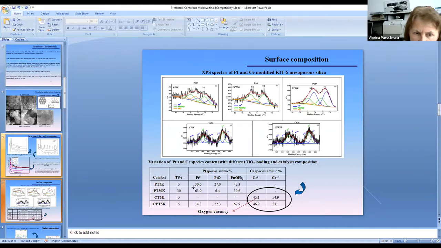concentration on the surface. For the catalytic reaction, the variation of the ratio between platinum zero and platinum oxide is very important. Also, for the catalytic reaction, the presence of ceria in the three oxidation state is very important, because the presence of this kind of ceria can be correlated with oxygen vacancies on the surface.